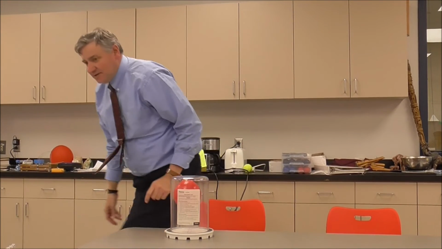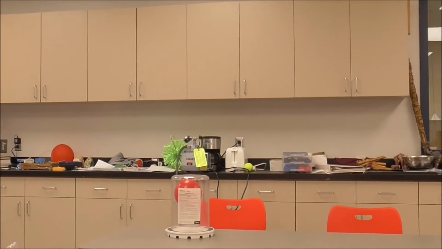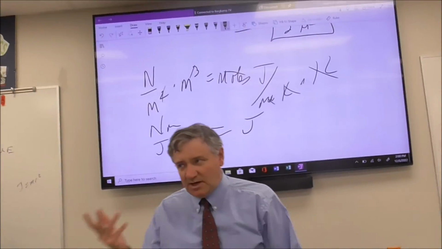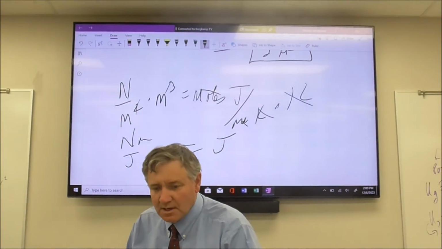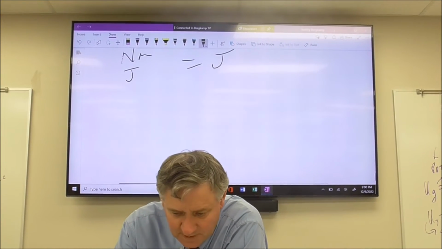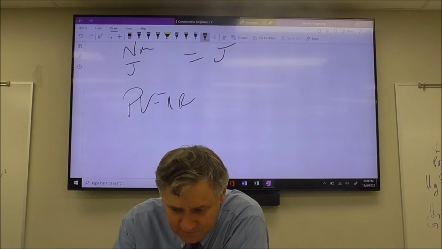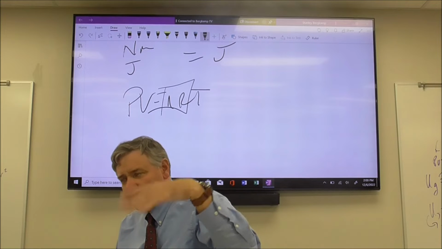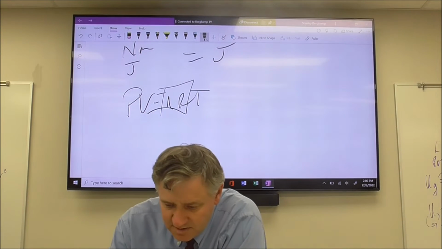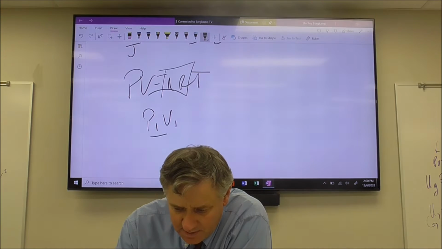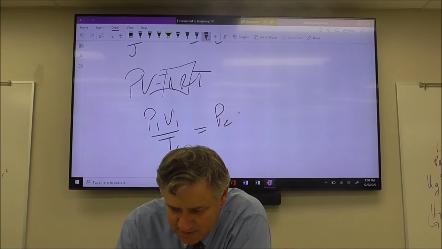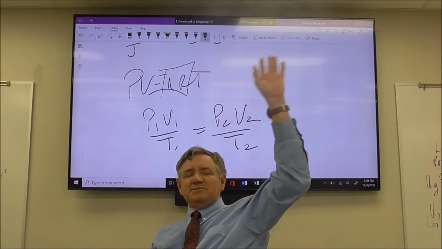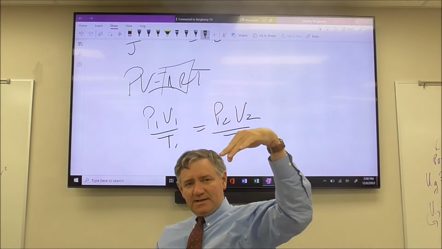So mathematically, there's all these different laws of gases: Boyle's law, Charles' law, Avogadro's law, all of this stuff. But typically, if you look at PV equals nRT, we're going to keep the number of moles the same, and we're going to keep R the same, because that's a constant. So if I move this over, I've got P1 V1 over T1 equals P2 V2 over T2. And this will allow you to solve probably about 95% of all gas law problems. It's called the combined gas law.